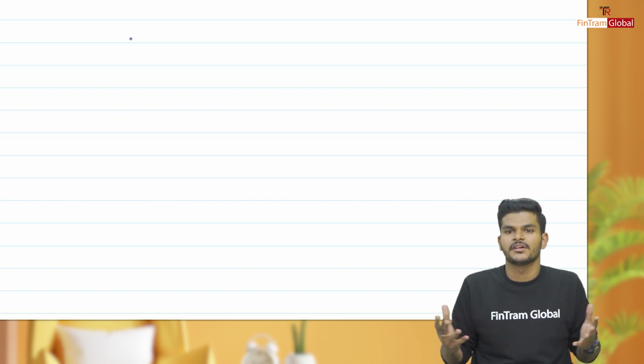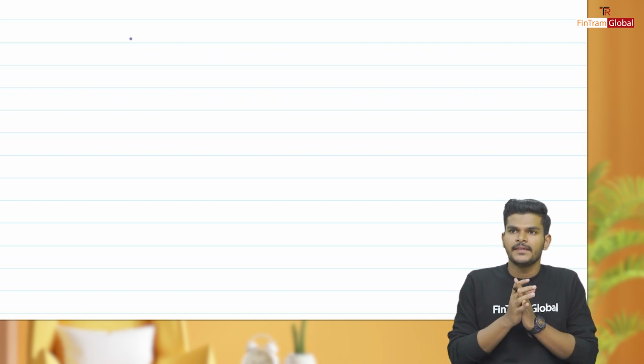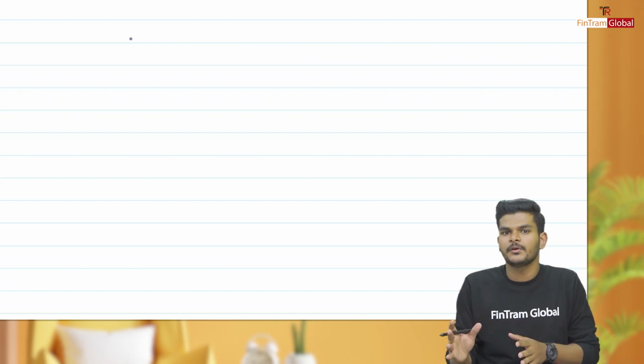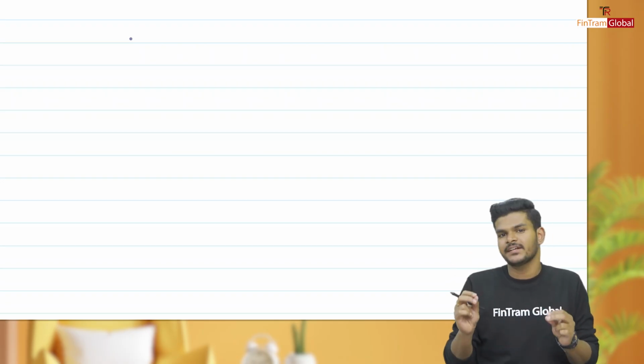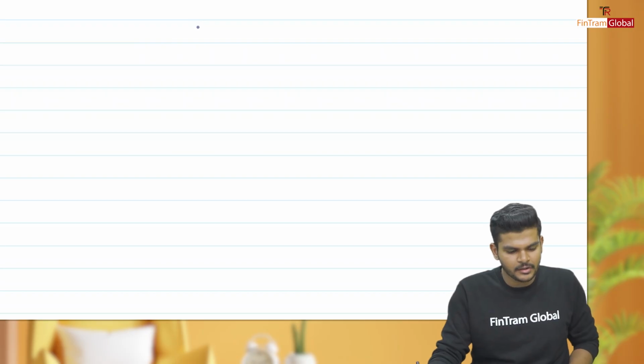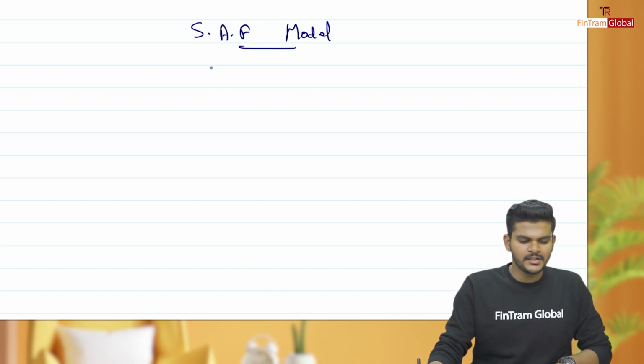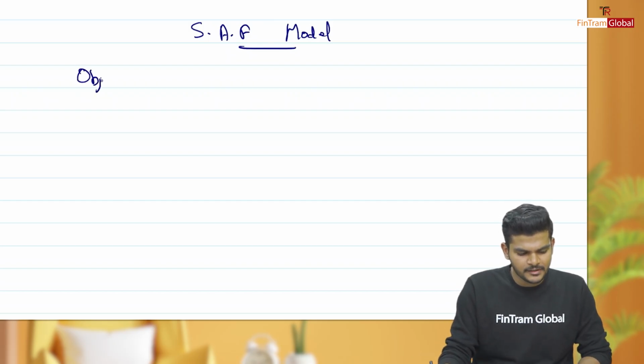So, folks, when we look at the models that we have learned throughout our session, there are a few things that you have to keep in mind. Whenever you are learning about a model, you have to understand the objective of that model first. Okay, folks. So, the first model that I'm going to talk about is basically the SAF model. And what is the objective of this particular model?